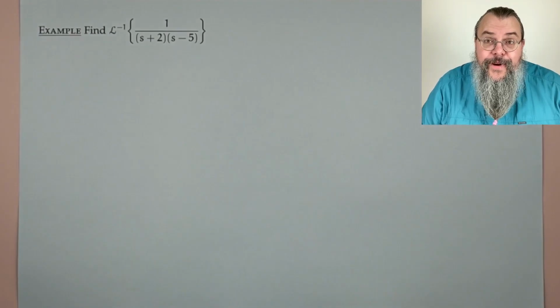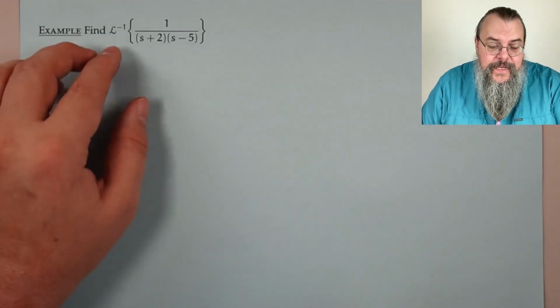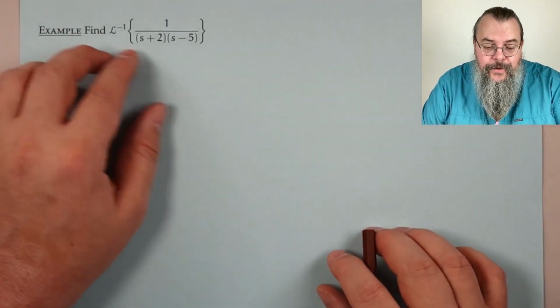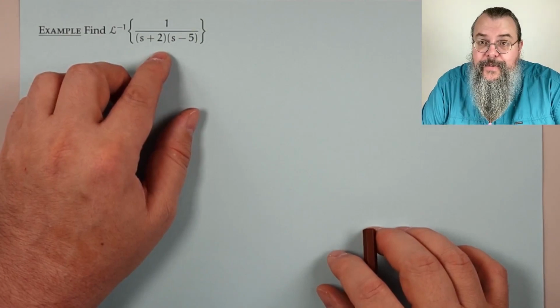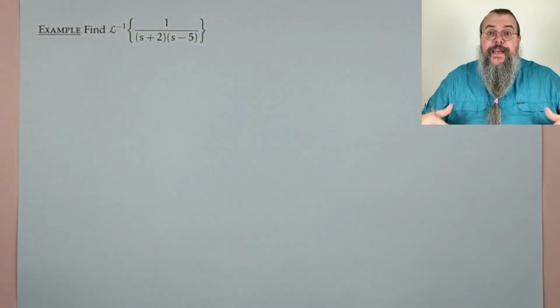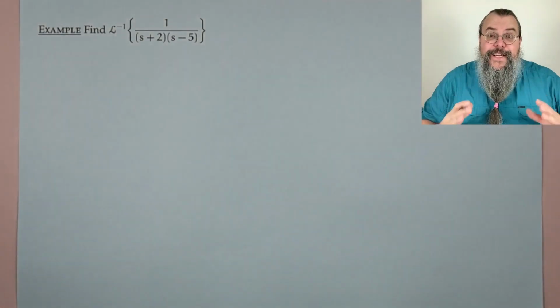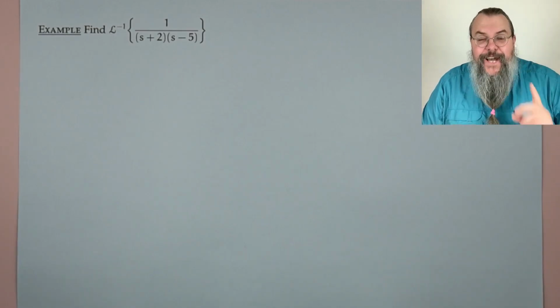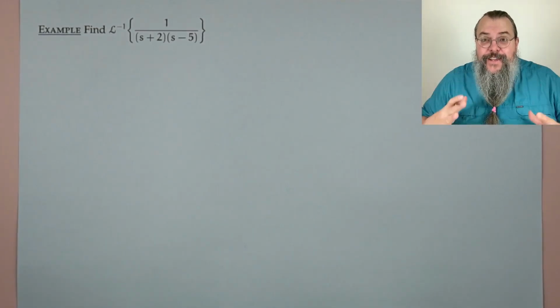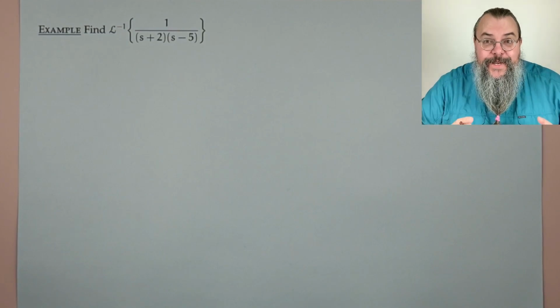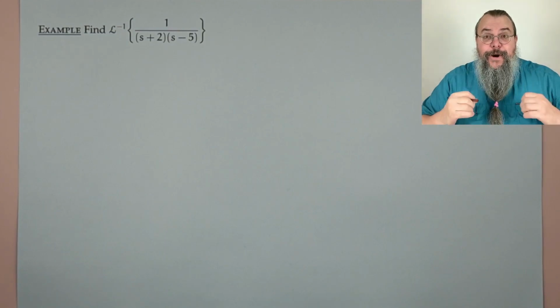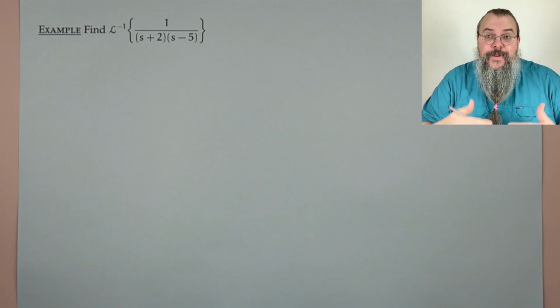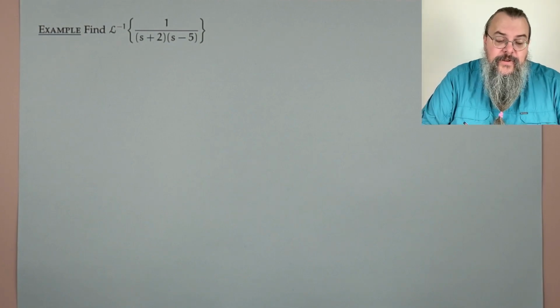So let's start with the following example. Find the inverse Laplace of 1 over (s plus 2)(s minus 5). Now you're probably thinking, hey, partial fractions. Yes, that's how we would do this. And if we saw this problem in the wild, we would definitely go that route. But for right now, we're going to say, hold off on partial fractions. Let's get our practice in with our new idea. So what's our new idea?